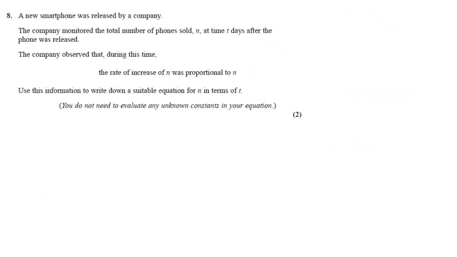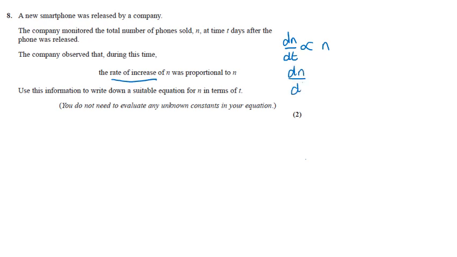Right, question 8. So this is a question all about coming up with a differential equation from a word problem. A smartphone is released, and a company monitors the total number of phones sold, and they call that N, T days after the phone was released. They observe that the rate of increase of N was proportional to N. So the rate of increase, well, rate means with respect to time. And we want the increase of N, so that's dN by dt is proportional to N. Now, because it's an increase, I'll just leave it like that. If it was a decrease, I would have said maybe proportional to minus N.